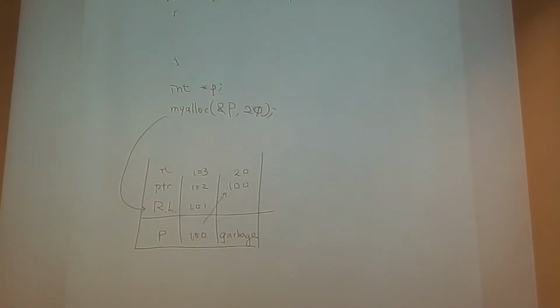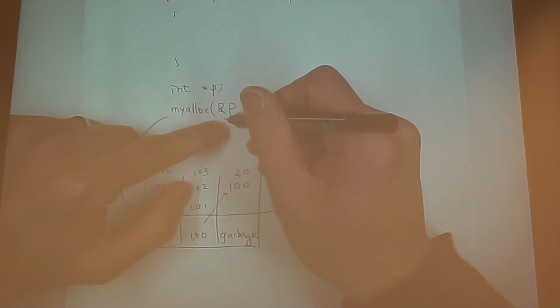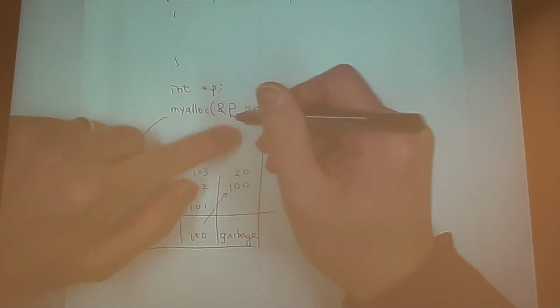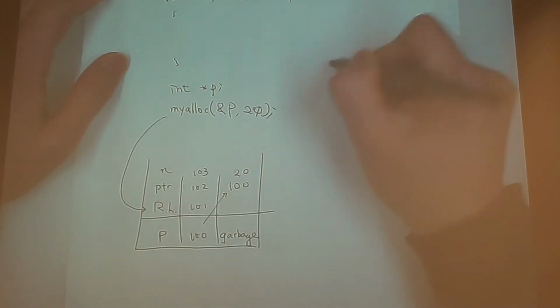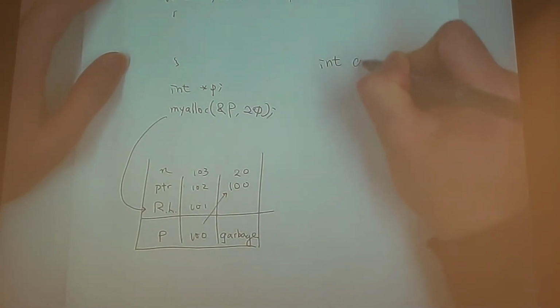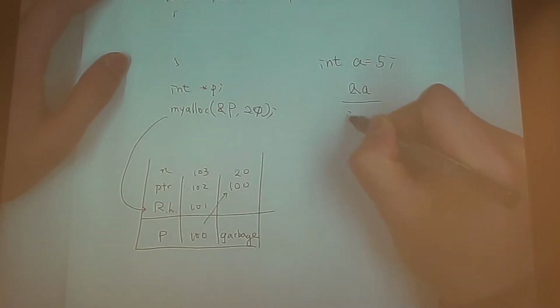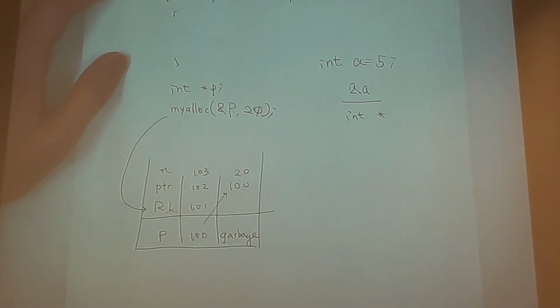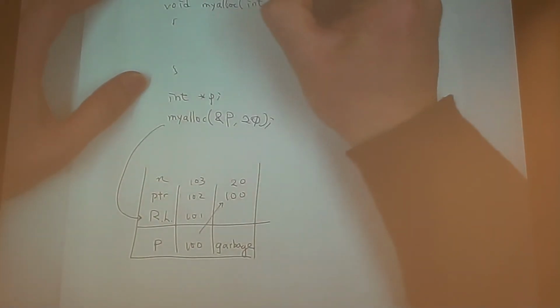So let's think about this. Every time you add & in front of a variable, the type needs to add 1 star. Think about this. If you have int a equal to 5, you say &a, that's going to be an int star. So you have an int star p, you add &, that's going to be int star star.